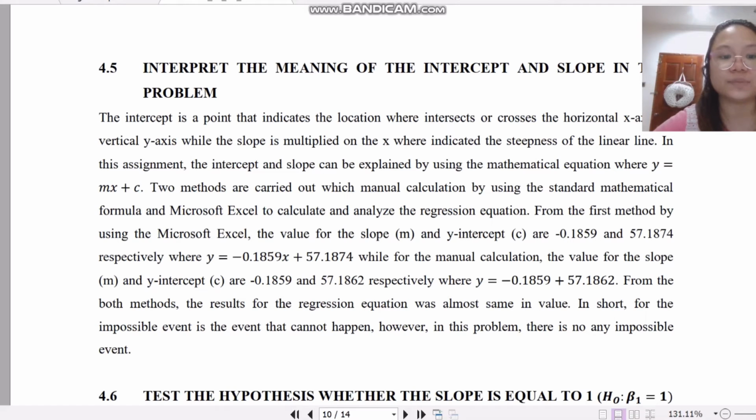In short, an impossible event is an event that cannot happen. However, in this problem, there is not any impossible event.